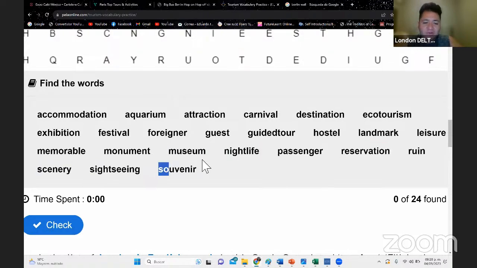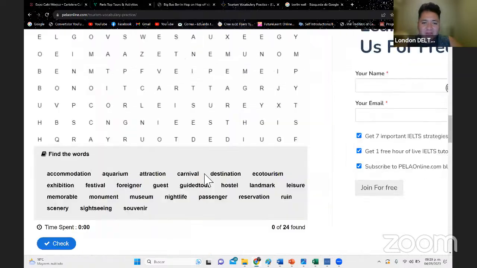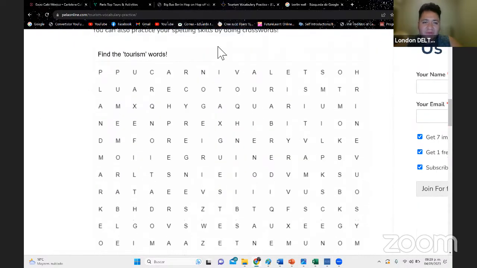Okay, and souvenirs, finally, right? Whenever you go to another country, people are wondering if you got them souvenirs, right? Hay gente que, cuando haces el viaje, se pregunta si les trajiste algún souvenir, right? Friends or workmates. So, this is some vocabulary that we use when we travel, okay?